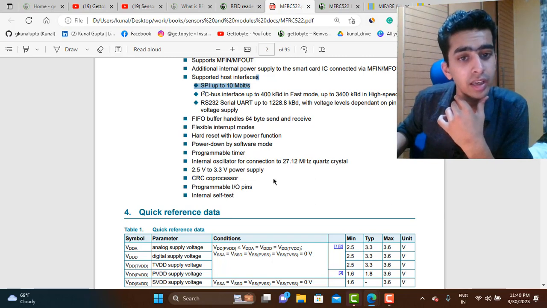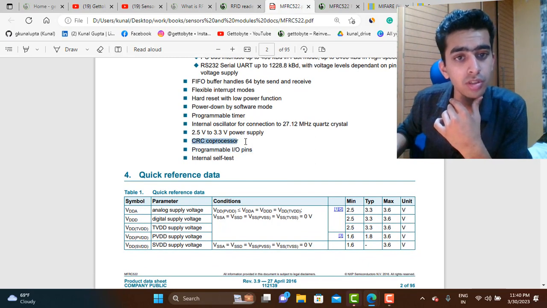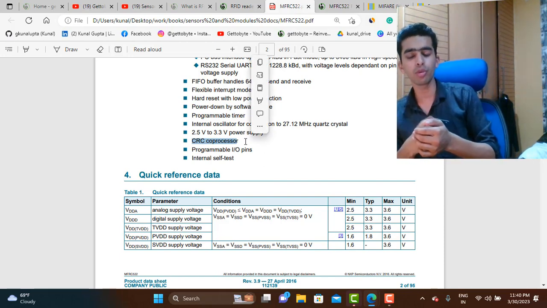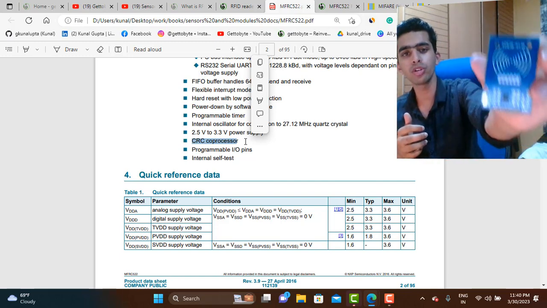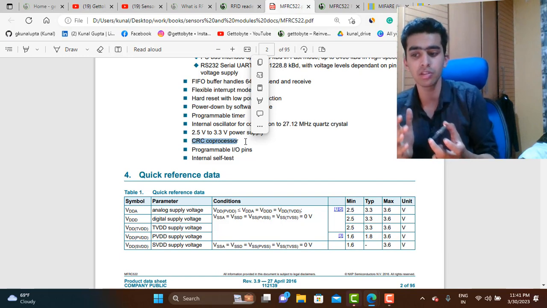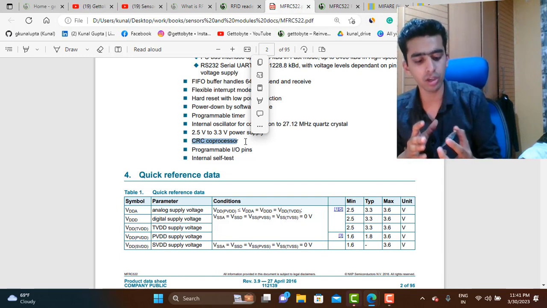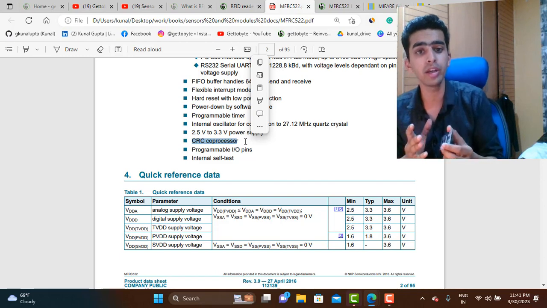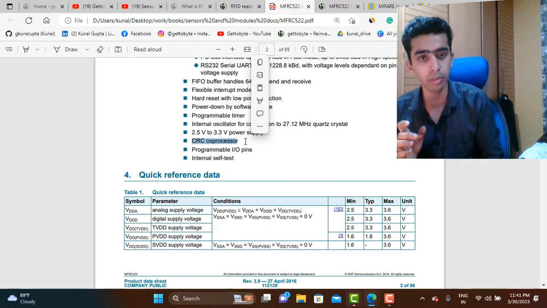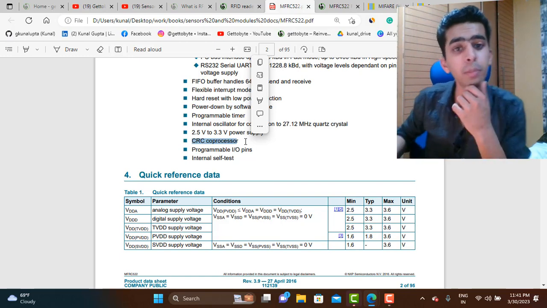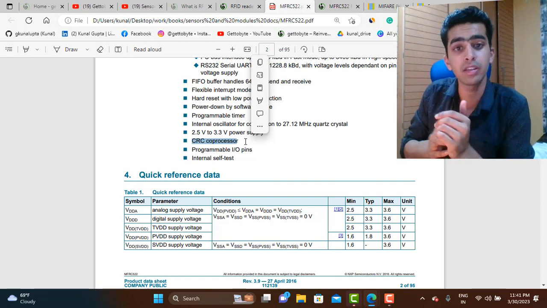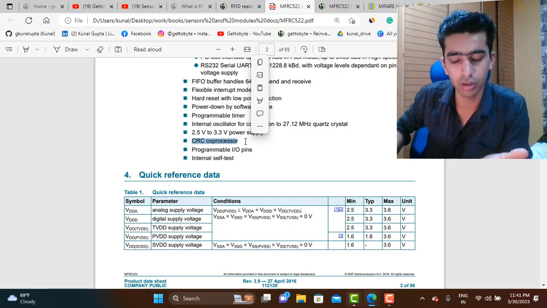And it also has a CRC coprocessor. CRC is cyclic redundancy check. Now why do we need a CRC coprocessor? Because, as I have told you, this module is used for wireless, contactless communication, so we need some kind of check to verify that the wireless communication is authentic and intact. For that, a CRC coprocessor is built in, and it has programmable input and output pins to trigger the host microcontroller when some interrupt occurs.